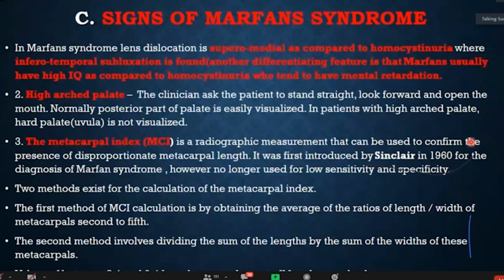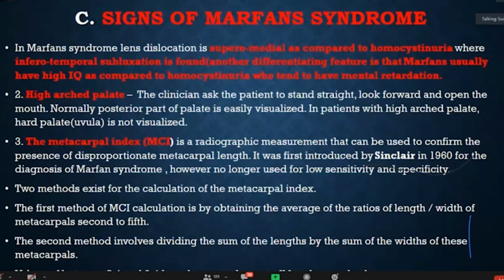One of the most important things which you have to see in the eye is dislocation of the lens. Some patients do tell you there is a history of eye surgery in childhood. We also have encountered many such patients. Now, what type of dislocation does Marfan cause? It causes superomedial subluxation of the lens. And how is it different from homocystinuria, which causes an inferotemporal subluxation of the lens? So Marfan's has superomedial, whereas homocystinuria has inferotemporal subluxation of the lens.